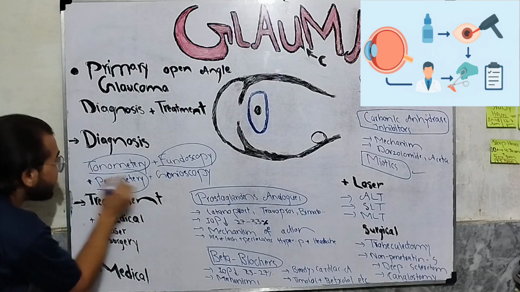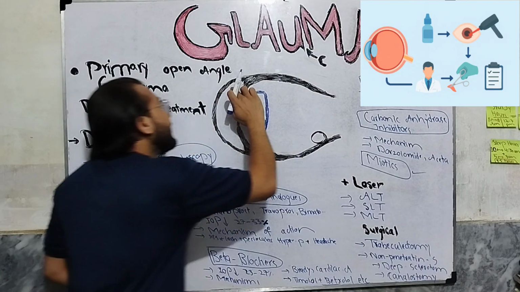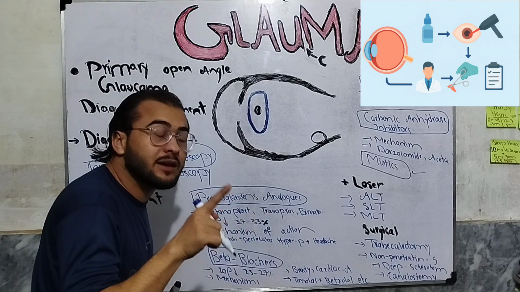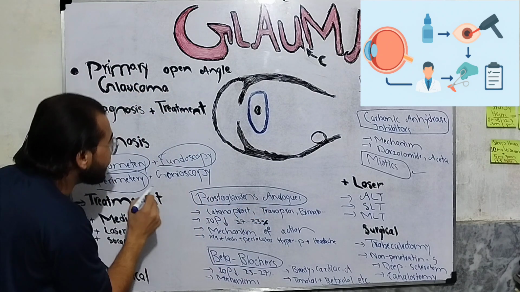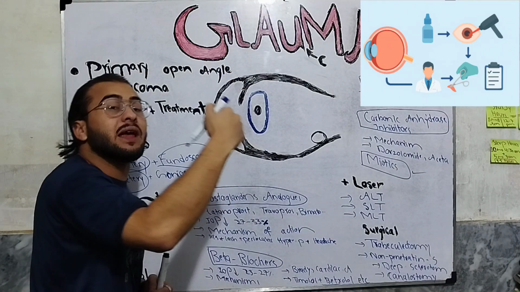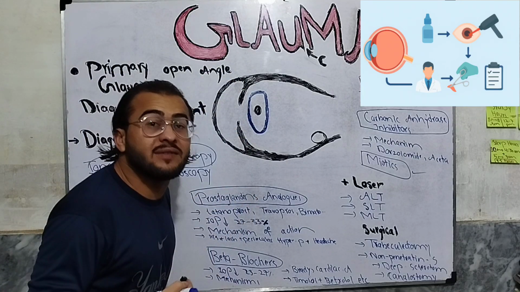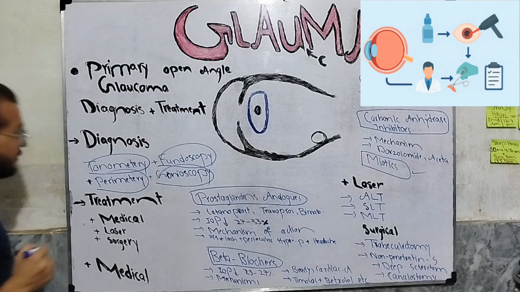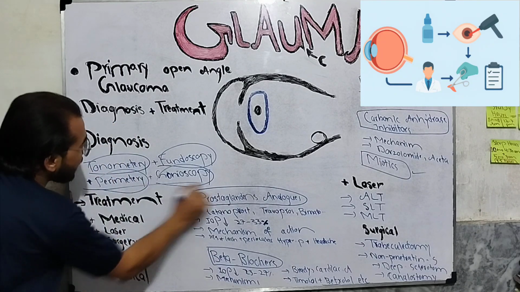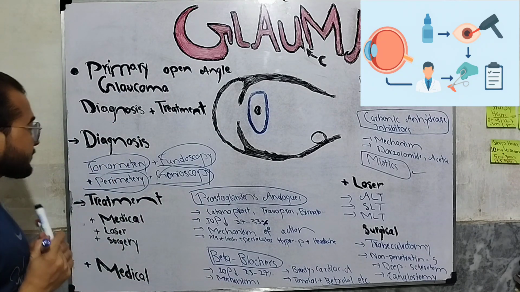This is called perimetry. We will also analyze the interior chamber angle, whether it is open or closed, with a gonio lens. This is called gonioscopy. So we will diagnose primary open-angle glaucoma with these devices.